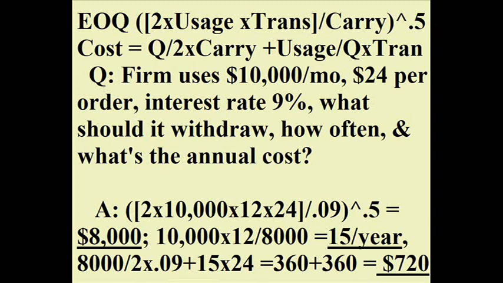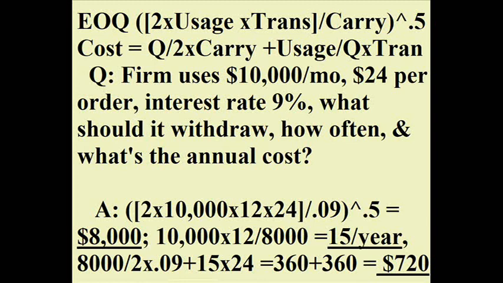Well, let's see, we have 2 times the 10 grand, times the 12 months per year, times $24, divided by 9% as a decimal, square root is 8 grand. Now, how often should you do these? Well, you have 8 grand as the optimal quantity, and you're consuming 10 times 12 per year, divide that through, you get 15 orders per year. A little more than, say, once every month.